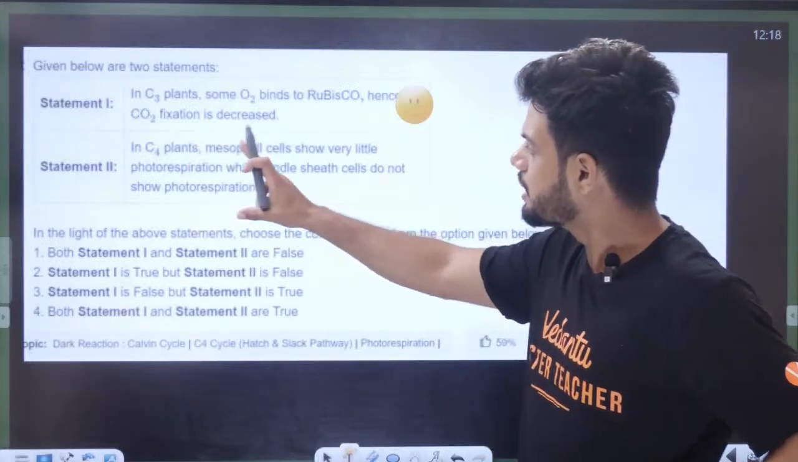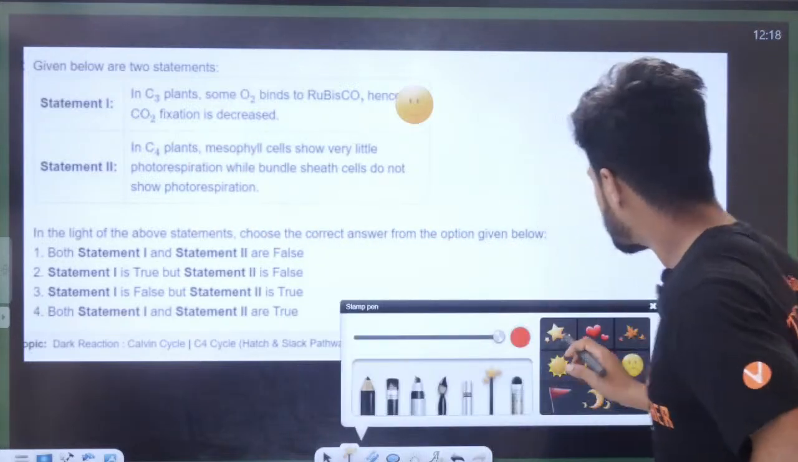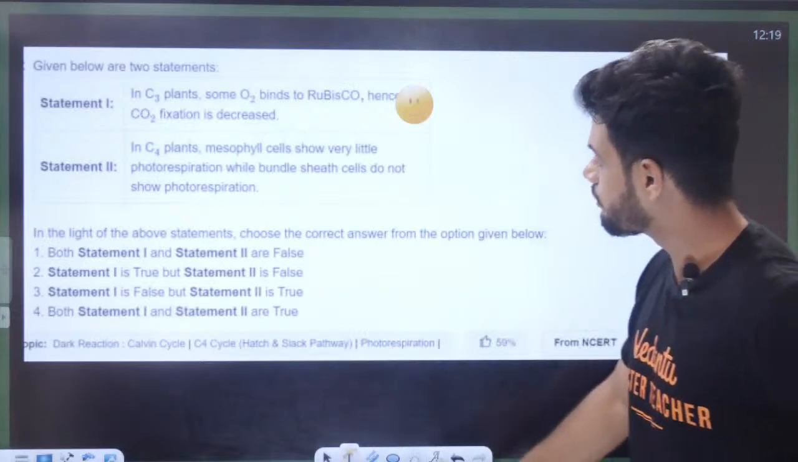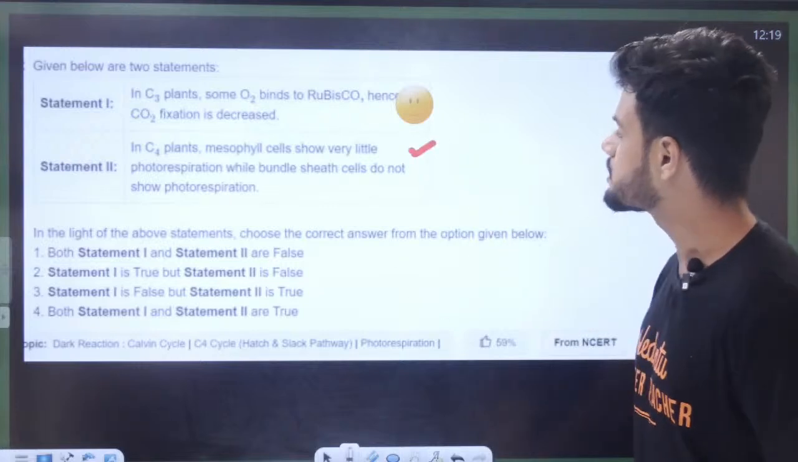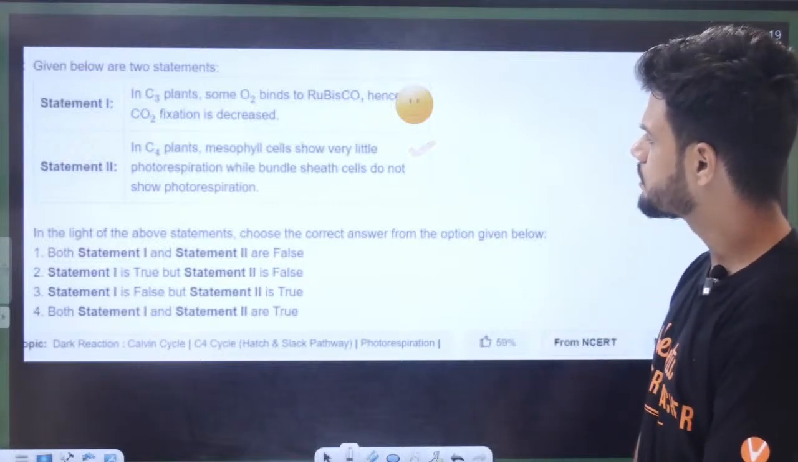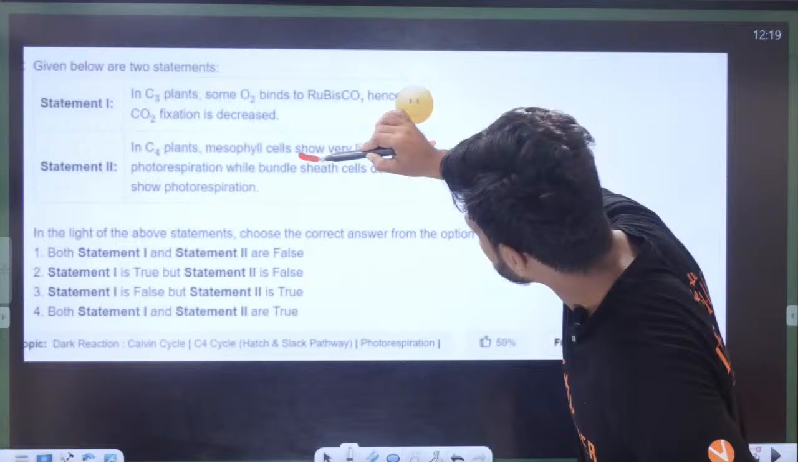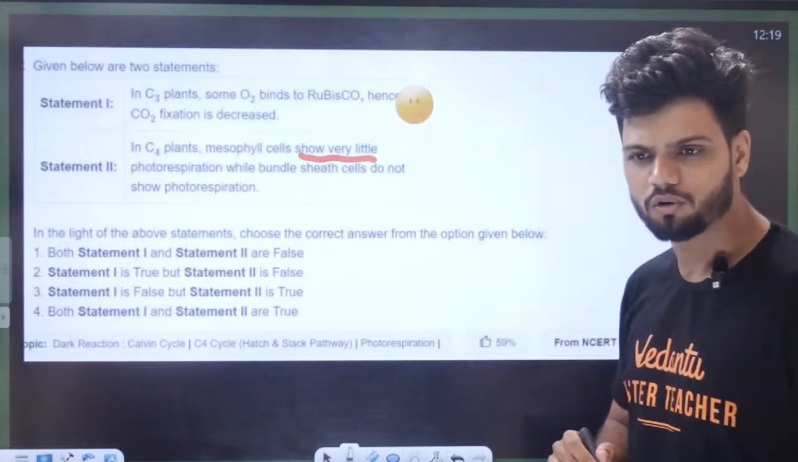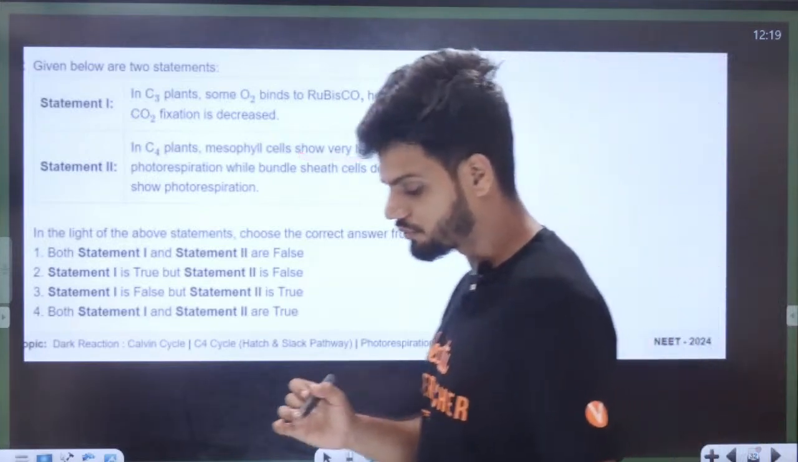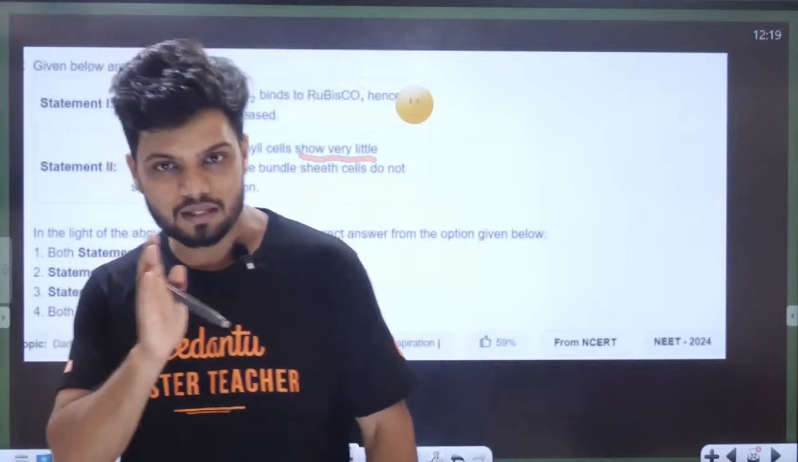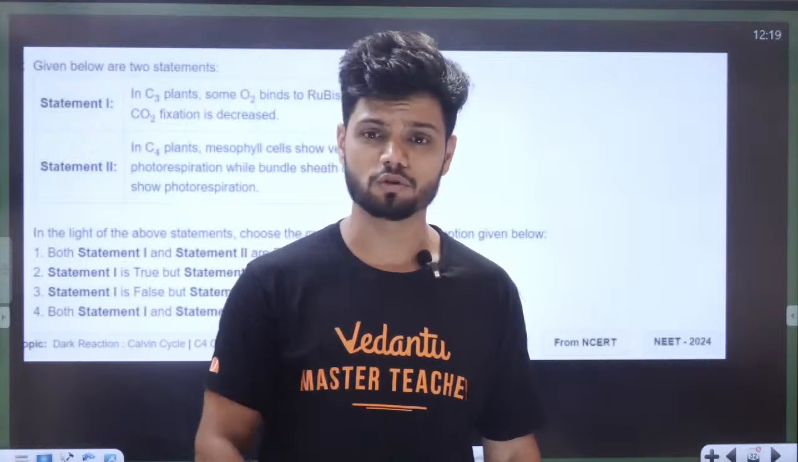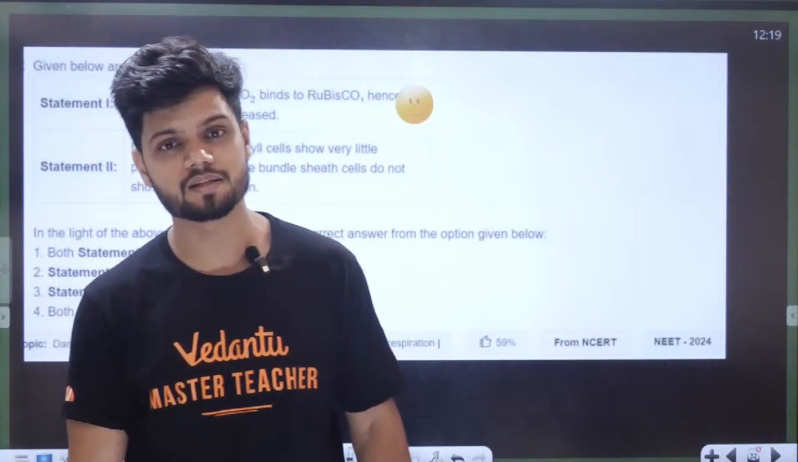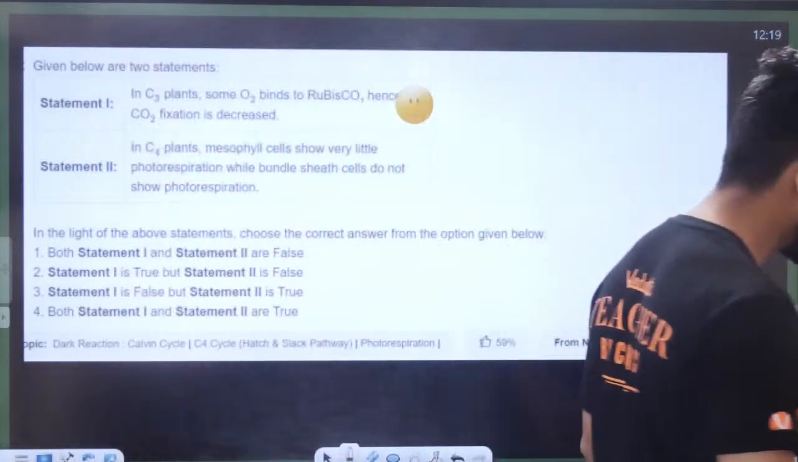In C4 plants, mesophyll cells show very little photorespiration. Is it true? Tell me, students. In the case of your C4 plants, is there photorespiration? There's no photorespiration in your C4 plants. So what is the answer?